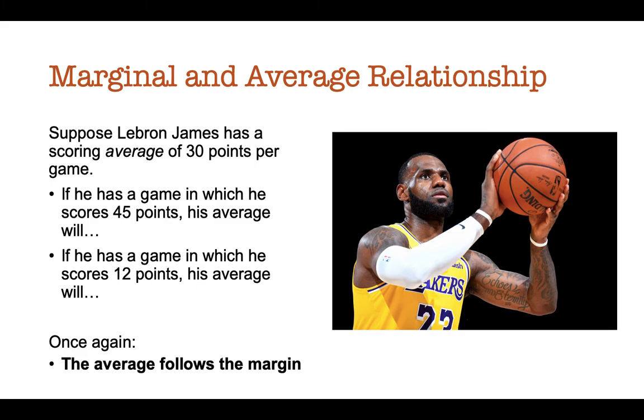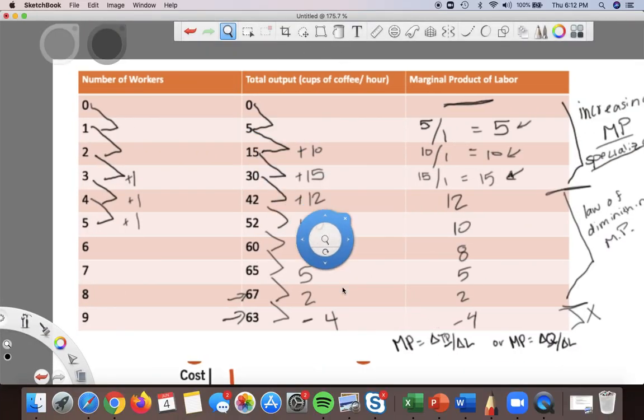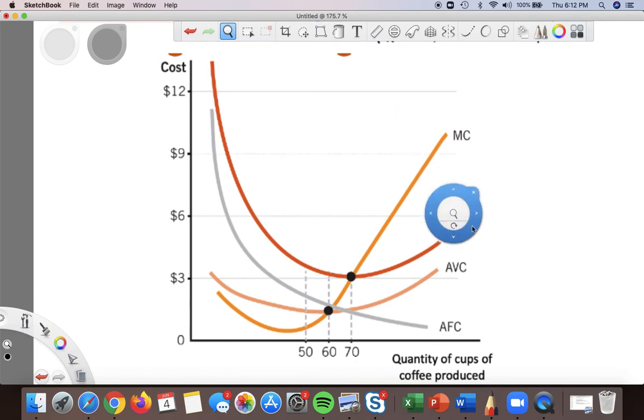Similarly, let's take average points for LeBron James per game. If he has a scoring average of 30 points per game and then scores 45 points in a game, his average will increase. If he has a game in which the marginal points, or additional points he scores in that one additional game, is 12, that's going to pull down his average. But no matter what, the average follows the margin. And that's exactly what I want you to know about how marginal cost relates to average total and average variable cost.